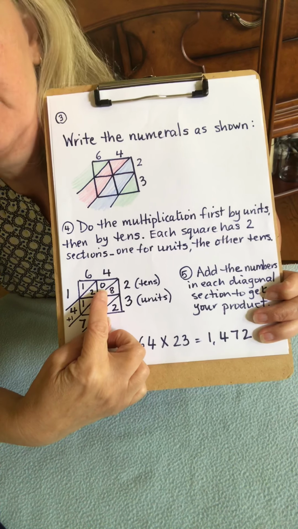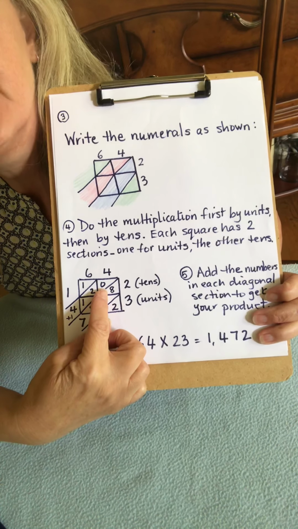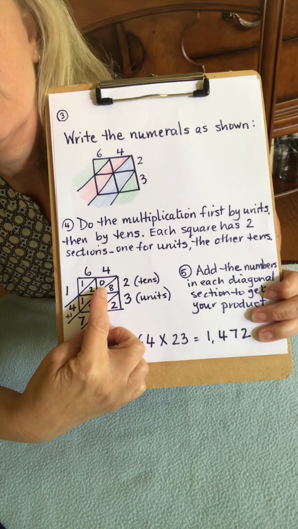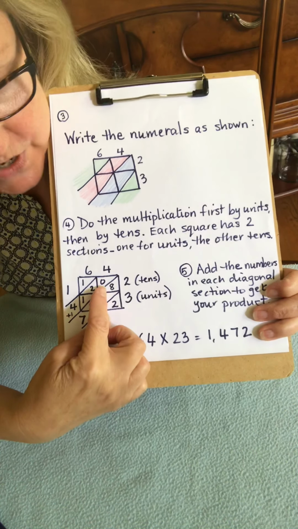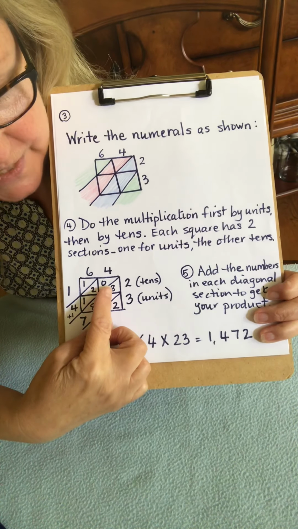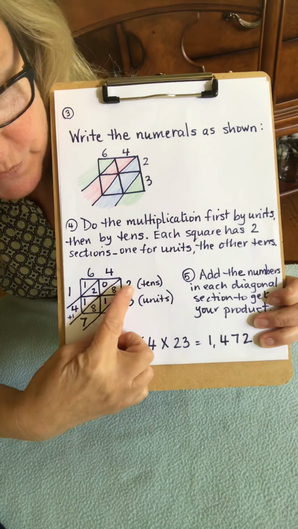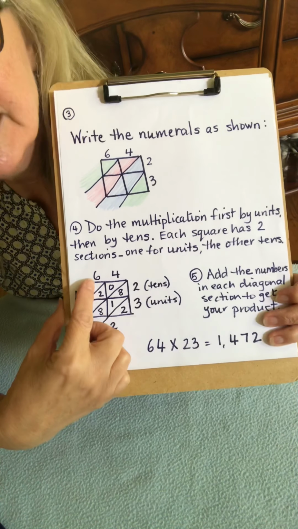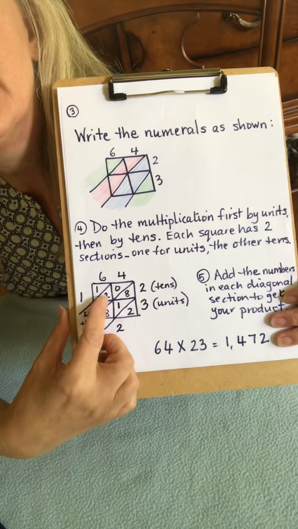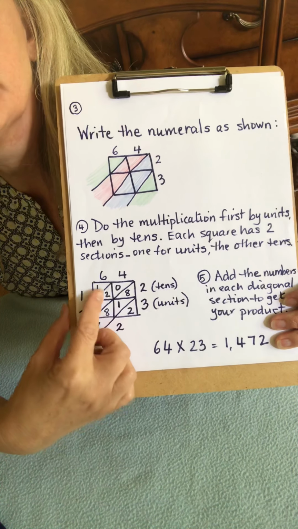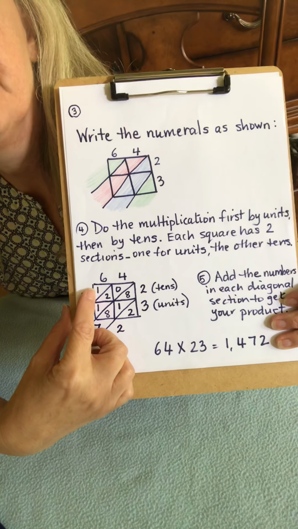We carry over 0, so you can either choose to leave that little section blank, or you could write a 0 in there if you like. We're not carrying anything over because our answer was only 8. Then we're doing 2 times 6, and our answer was 12. So we put down our 2, and we carried over 1.